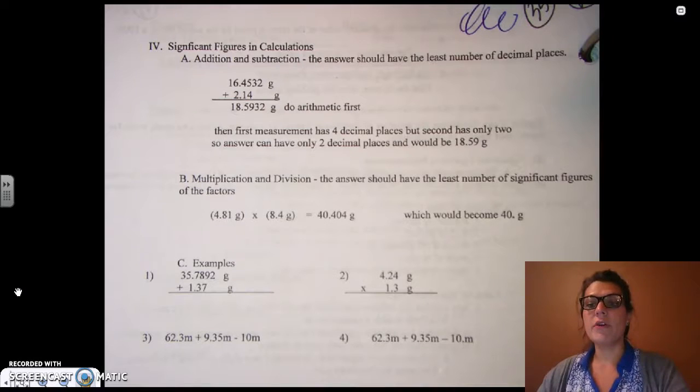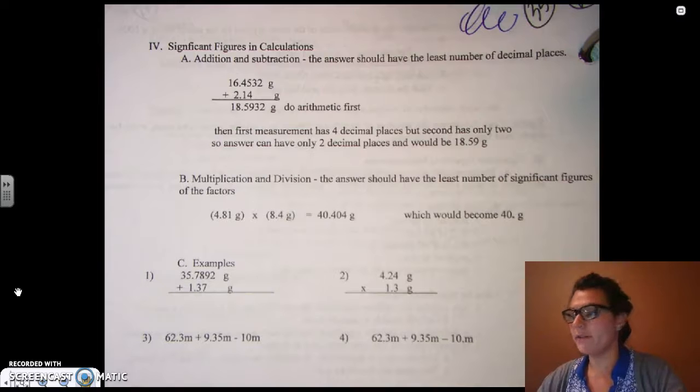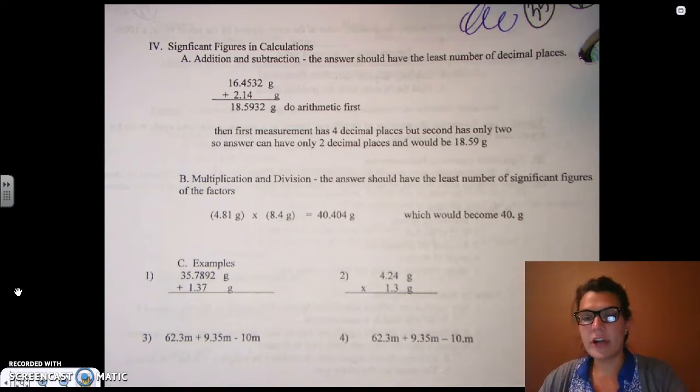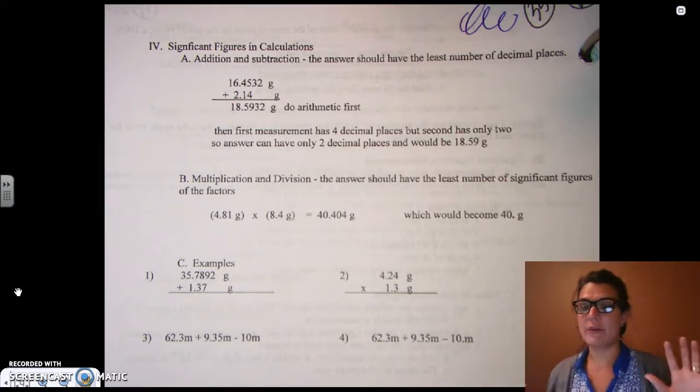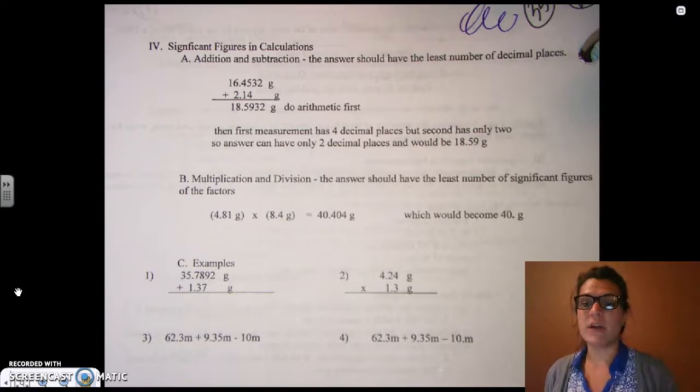Okay, so now that you know how to figure out how many significant figures there are in a number, we need to figure out, when I'm doing a mathematical problem, how many significant figures my answer is going to have. This is everything that we do in chemistry when we do a calculation. When you do a calculation that involves numbers, you always need to pay attention to how many sig figs your number needs to have, okay?